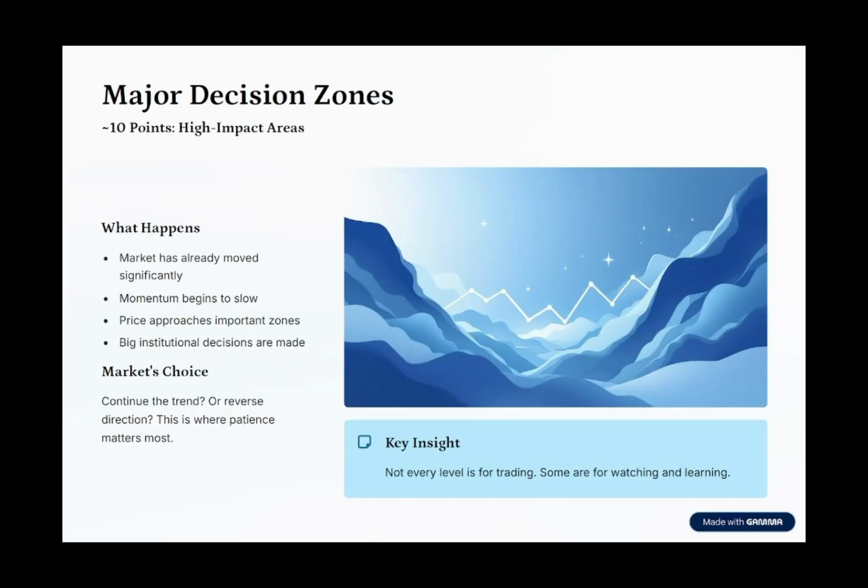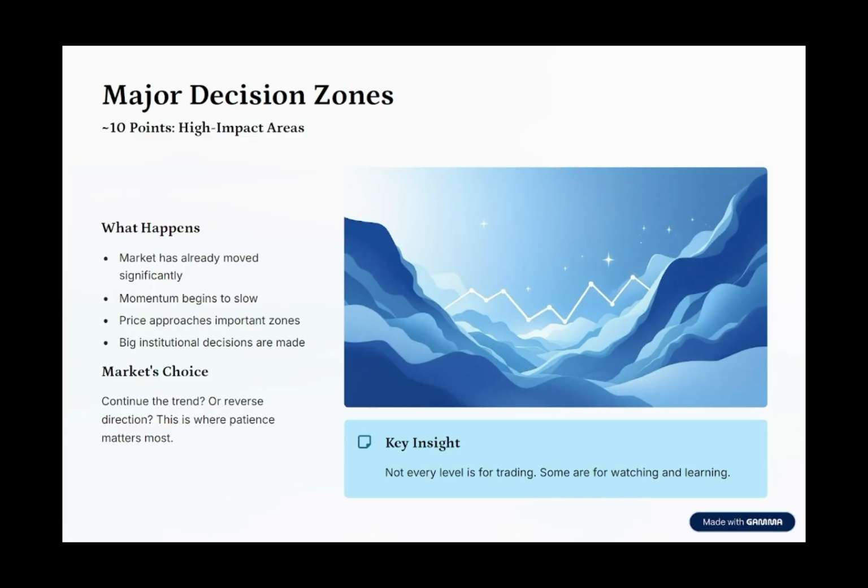The spread of 10, major decision zones. These zones, they become high impact areas. We call this one the move stopper. A spread of 10, it occurs when the market has already moved significantly. You'll find momentum slowing near zones with a strong reaction. The big institutions are deciding what to do next, such as will they continue the trend or defend in reverse direction.